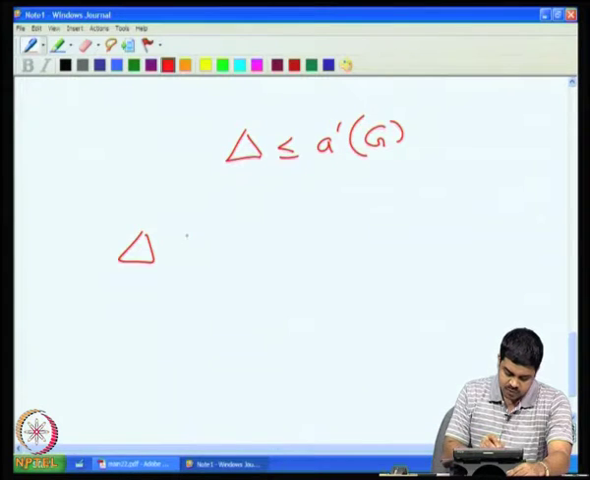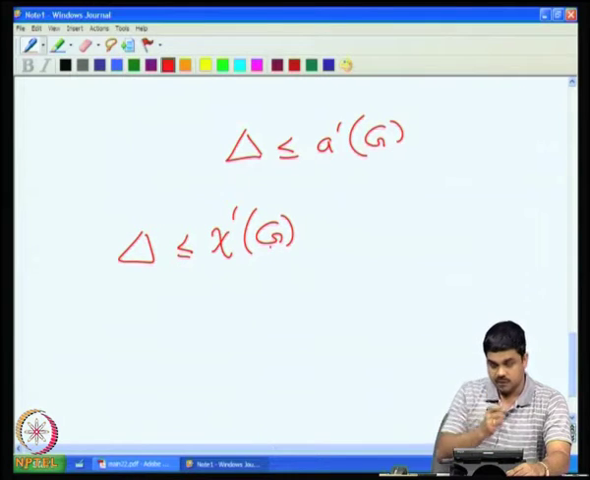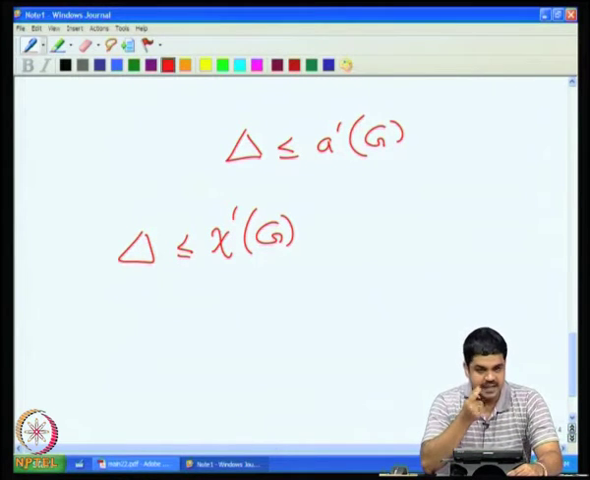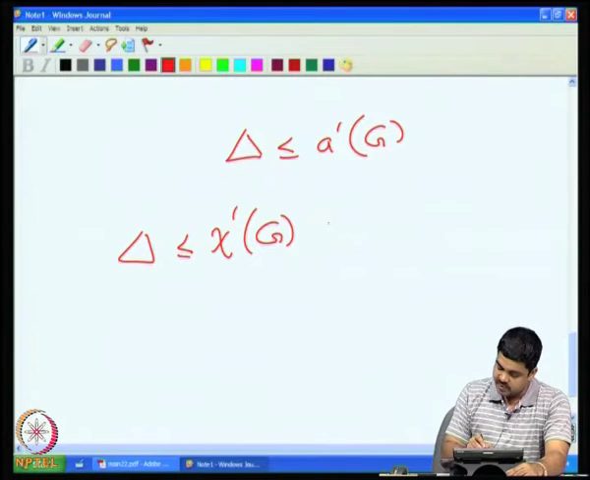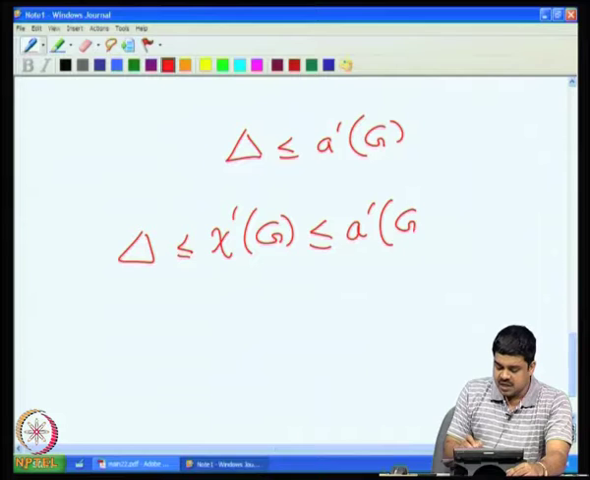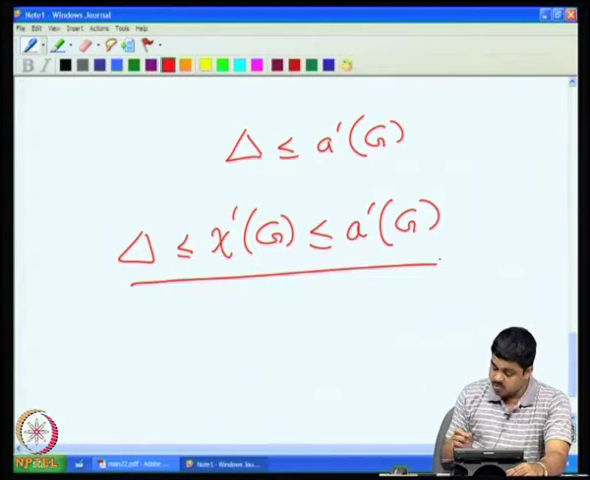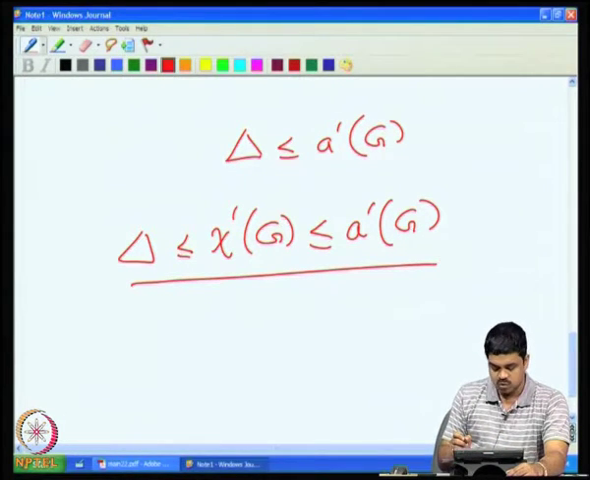We know that delta is less than or equal to chi dash of G. For a proper coloring, if there is a vertex of degree delta, then all the edges incident on that vertex have to get different colors. So, delta colors are required even to properly color, and acyclic edge coloring definitely has to be a proper coloring. So, it has to be at least more than that, right, but how much more?